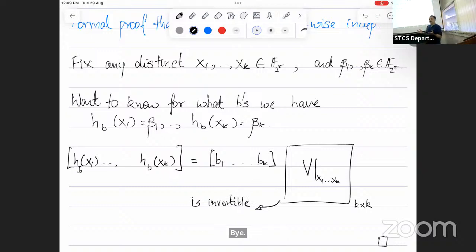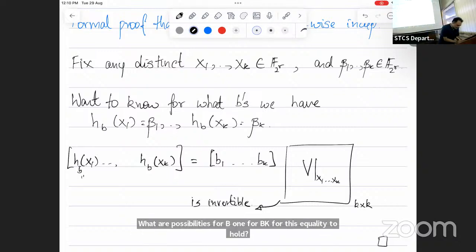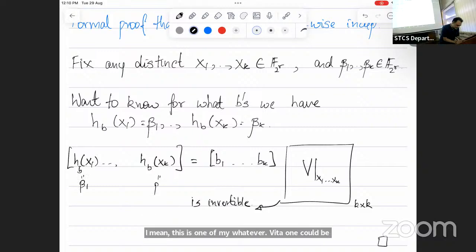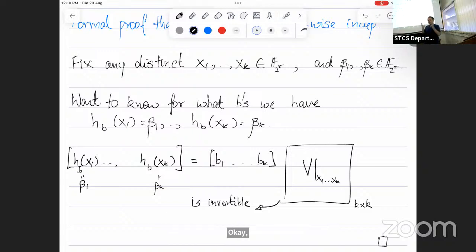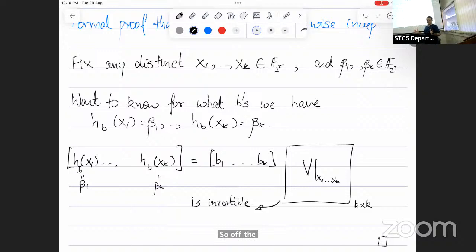So if I ask myself, what are the possibilities for B1 through Bk for this equality to hold? Because this is an invertible matrix, there is precisely just one choice of B1 through Bk that can actually give me this. So of the 2 to the RK choices, there's just one choice that works.